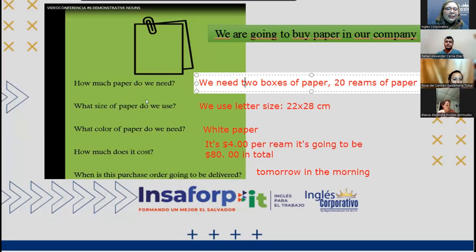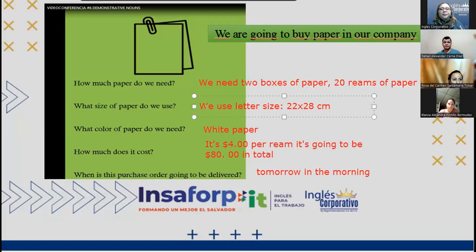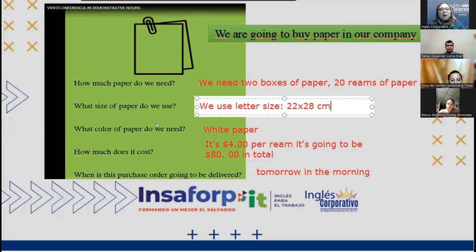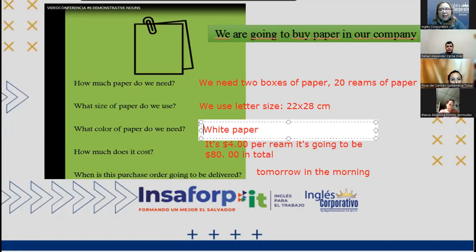Vamos a ver, what size of paper do we use? Usando la misma información, we use letter size, okay? Vamos a ver, what color of paper do we need? Hagamos la oración completa. We need white paper. Okay, we need white paper.